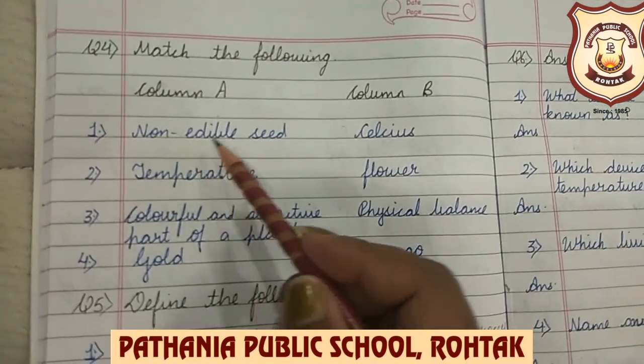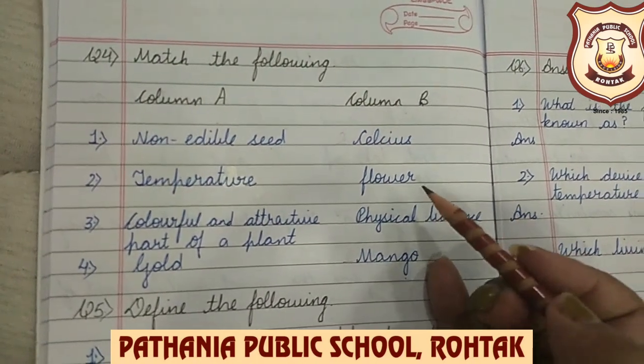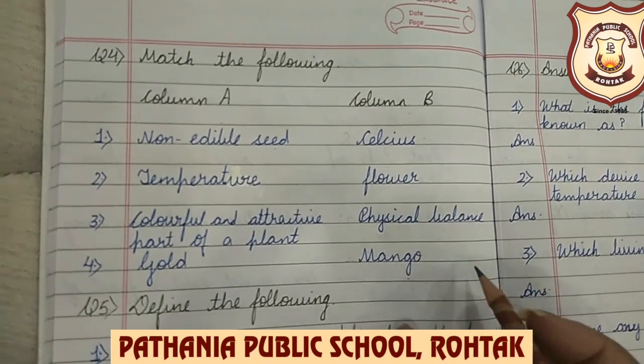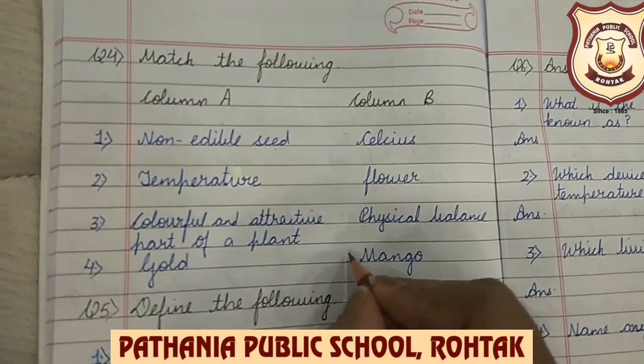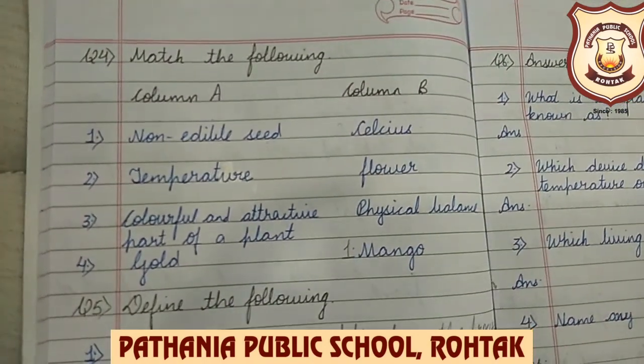So first is non-edible seed. Yes beta. Among these which is the non-edible seed: Celsius, flour, physical balance or mango? So right. The correct answer is mango. Now second is temperature.